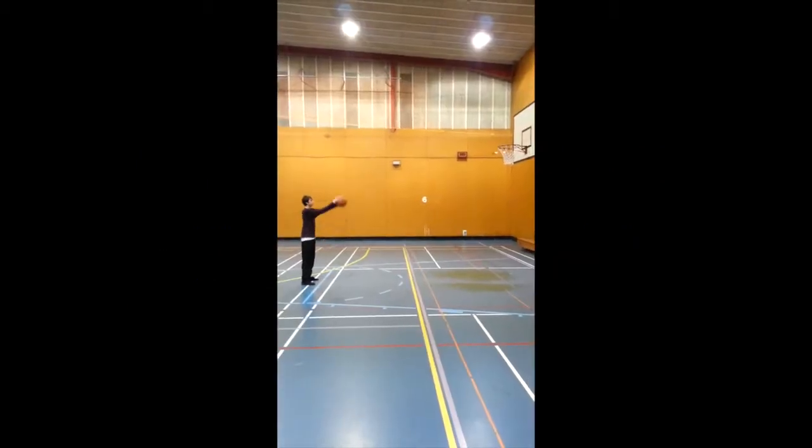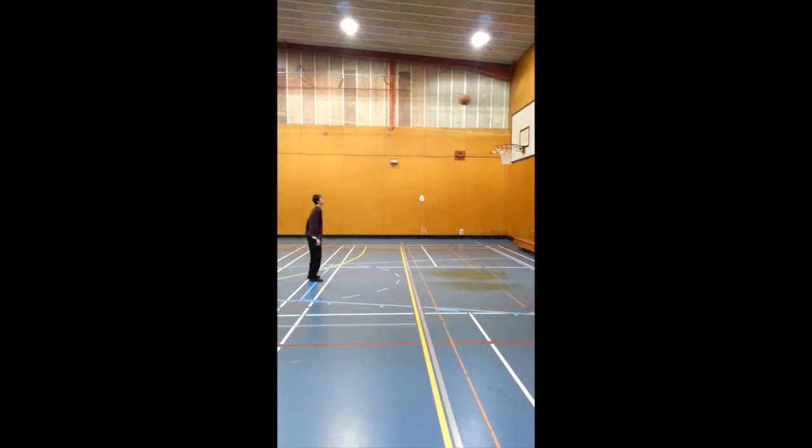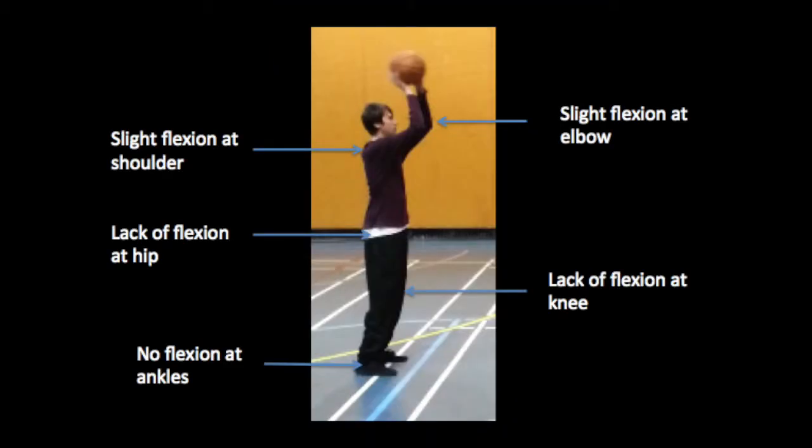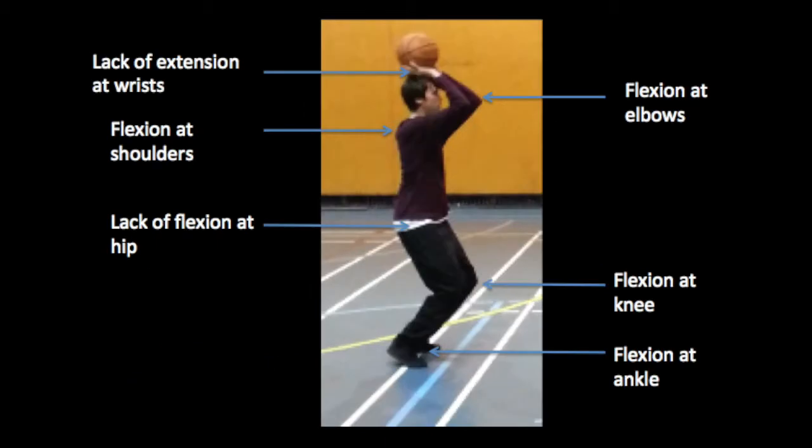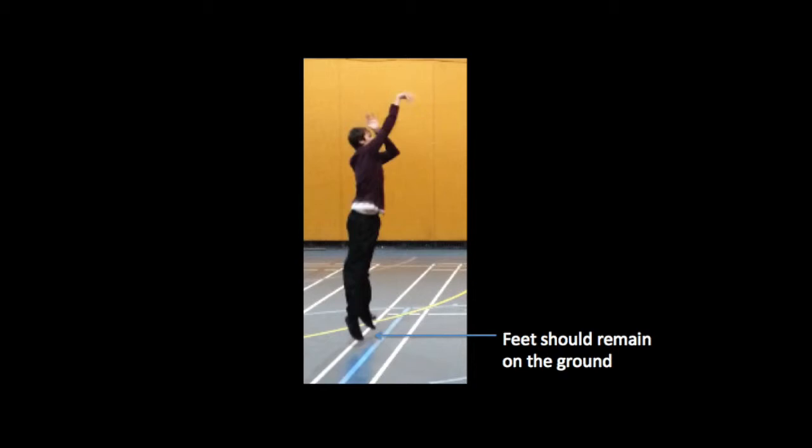This first video is of Joseph performing a free throw before being taught the correct technique. As you can see, his elbows are raised before he flexes his knees. There is flexion at the legs and elbows, but his hips are not flexed at all, resulting in an incorrect and upright posture. Alongside the lack of hip flexion, there is also little wrist extension. The final part of the shot is incorrect because during a free throw, the performer's feet are supposed to remain on the ground so that they do not travel over the free throw line.